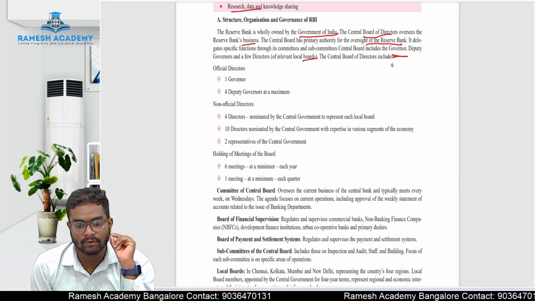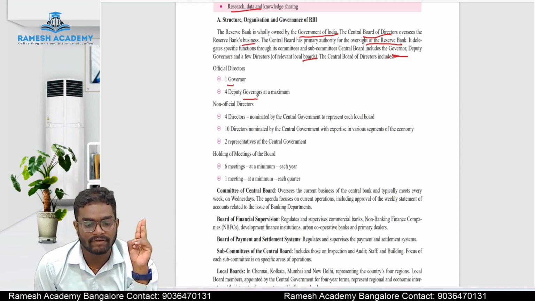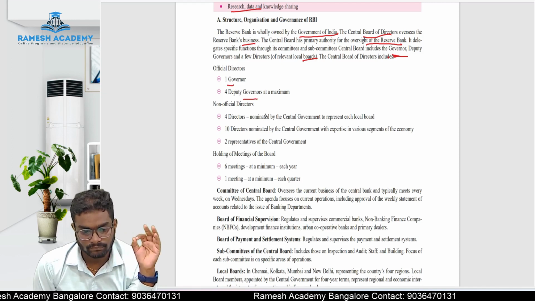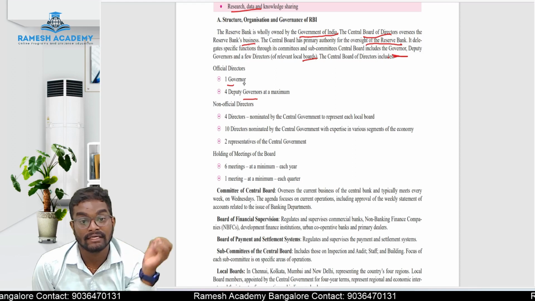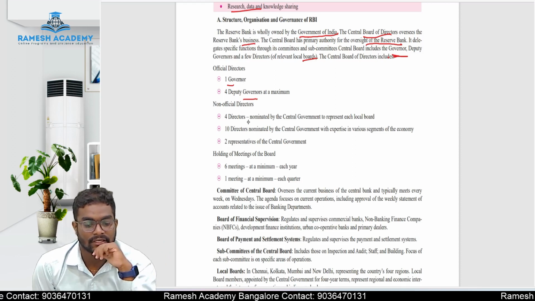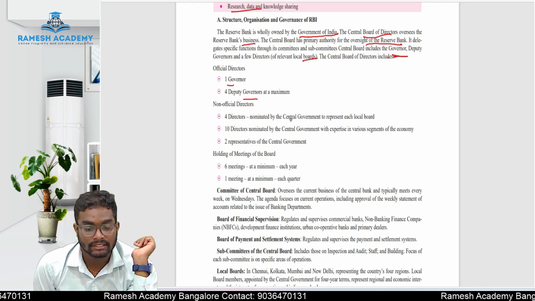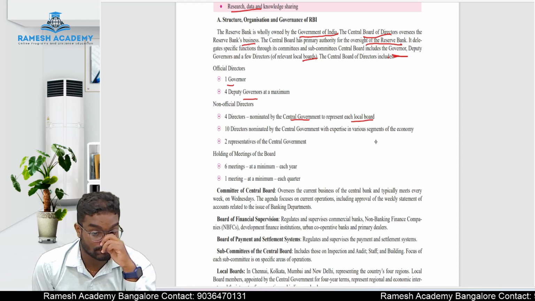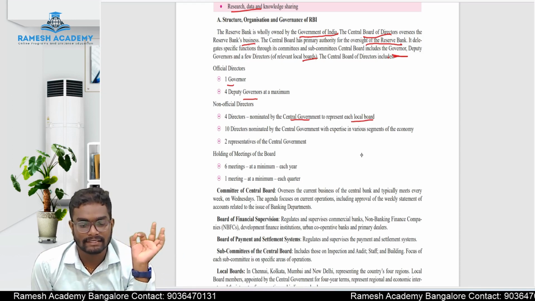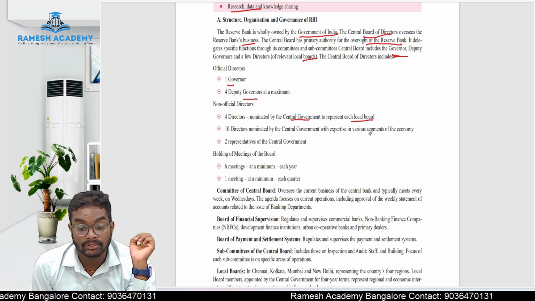So the central board of directors includes one governor and 4 deputy governors at the central level, and these are the official directors. And next we have the non-official directors. First, there are 4 directors nominated by the central government to represent each local board, and 10 directors nominated by the central government with expertise in various segments.